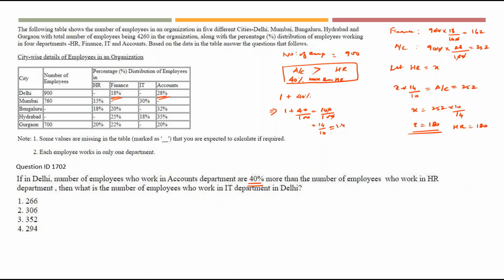So how will we find the IT department? IT is equal to the total count 900 minus the sum of the other three departments, namely HR, finance and accounts. This will give 900 minus 594, which is equal to 306. Option number 2 will be the right answer.